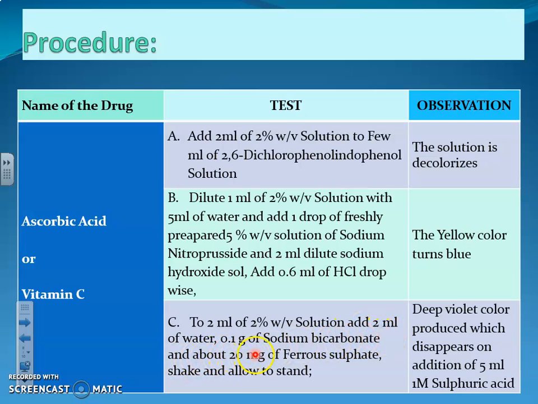ml of water and 0.1 ml sodium bicarbonate and about 20 mg of ferrous sulfate, and we shake it and let it stand. Then we get the observation that a deep violet color is produced, which disappears on addition of 5 ml of 1 molar sulfuric acid. So these are all the 3 chemical tests, A, B, C, that we have to perform for the identification of ascorbic acid.